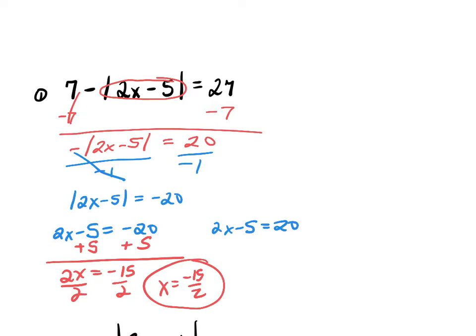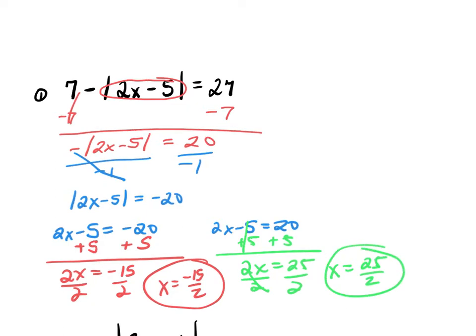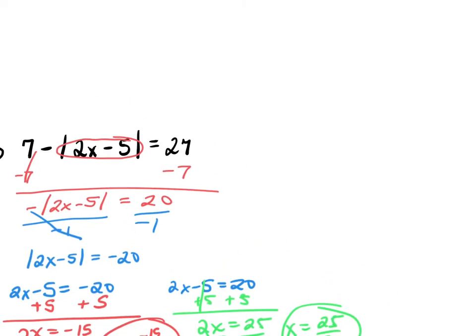My second answer, I'm going to find the same thing. Add 5 to both sides. 2x equals 25. Divide both sides by 2. And I get x equals 25 over 2. Now, some of you will just move on and say, okay, I got 2 answers, we're good. But you really need to go back and check just to make sure. So when I plug back in, you guys don't have to do a big, long, formal check, but you need to plug back in just to make sure that answers work.